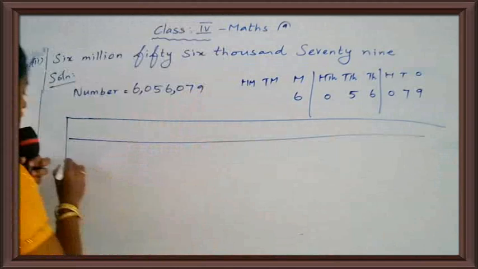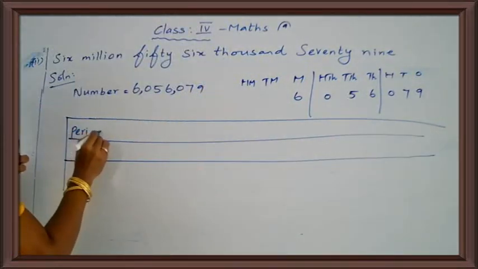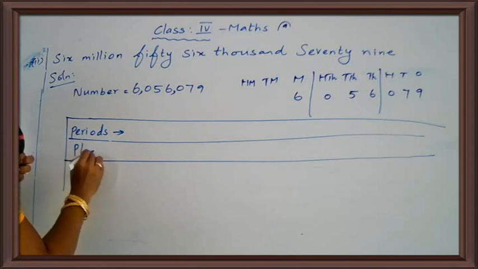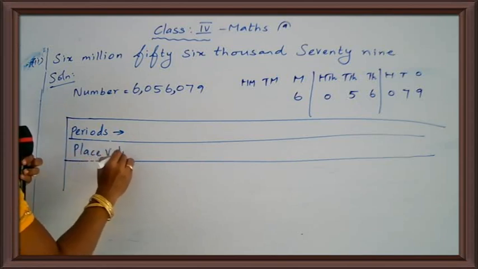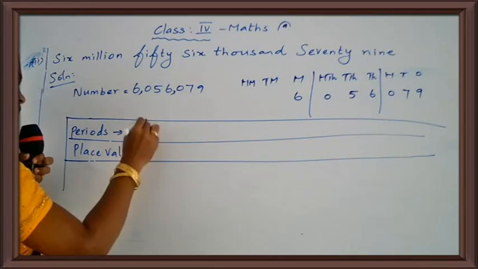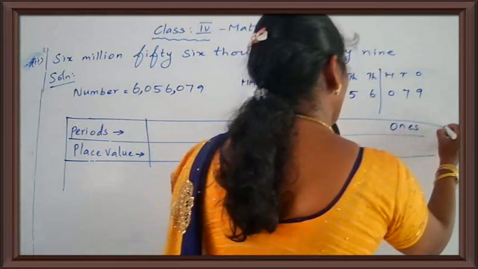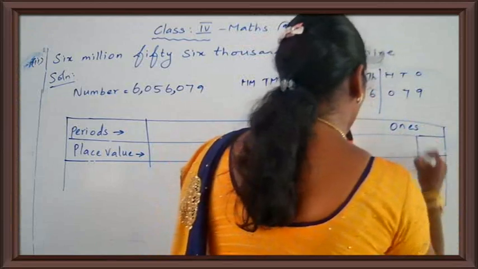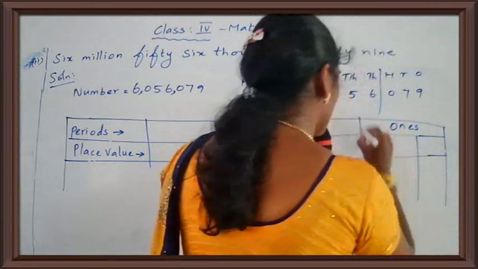Okay, first one is periods, second is place value. So first is ones period. Ones period consists of 3 places, that is ones, tens, 100.